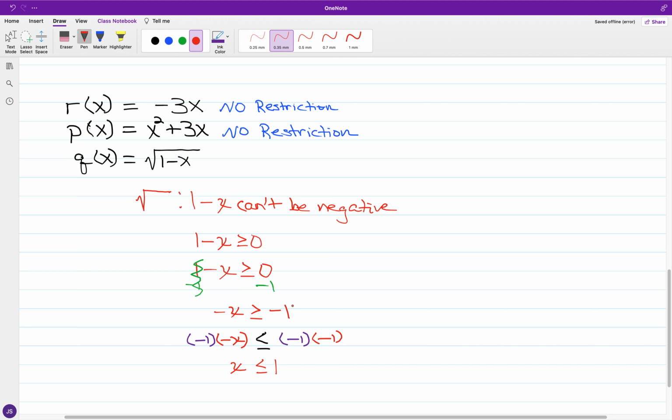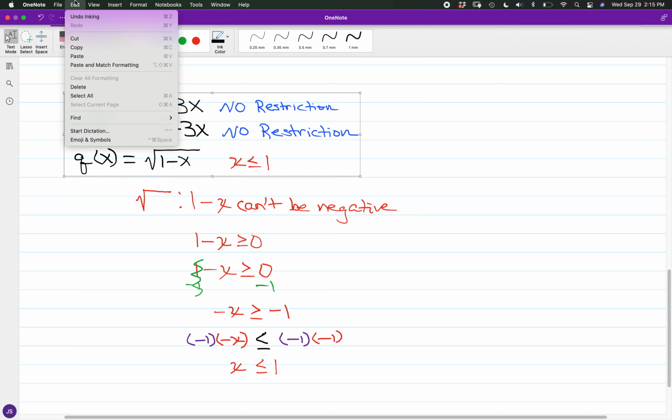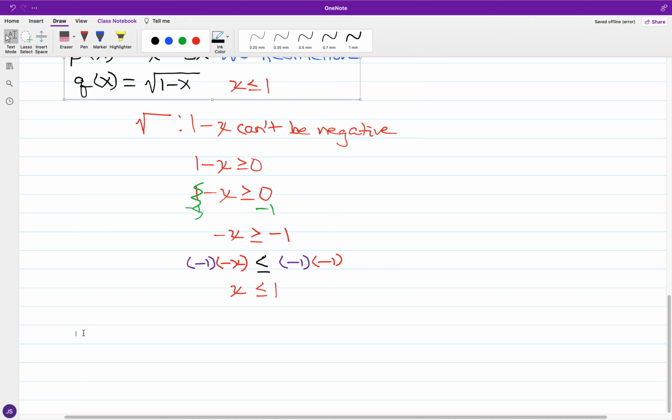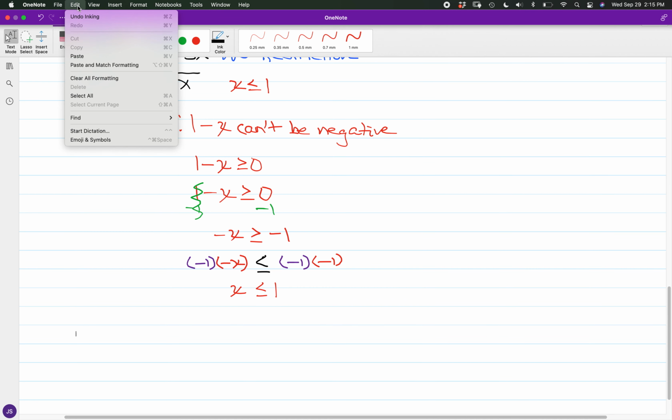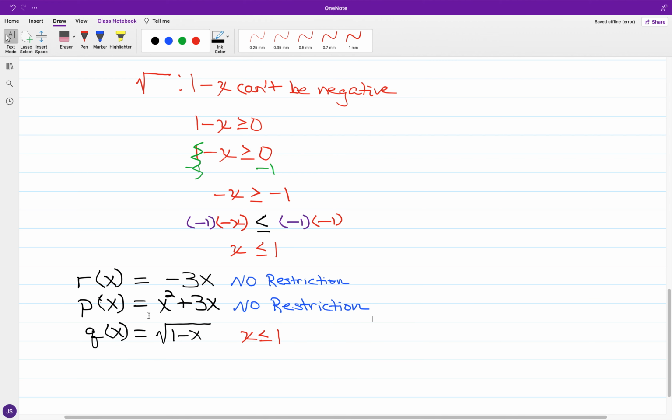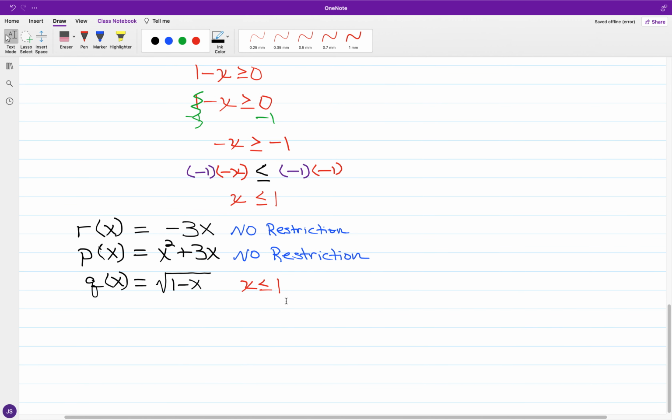Alright, and so for q of x, for this function, it's going to have the restriction that x has to be less than or equal to 1. And now, crossing over into the threshold of working with operations among these three functions, I'll just restate the individual functions and their restrictions, if any. So r of x is no restriction, p of x no restriction, but for q of x, we have that x is less than or equal to 1.